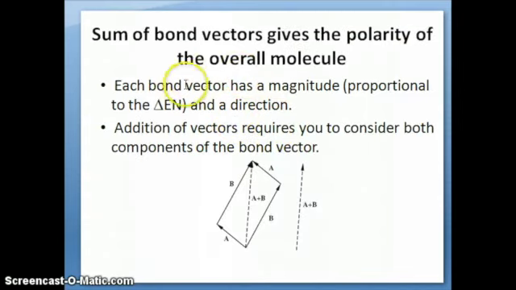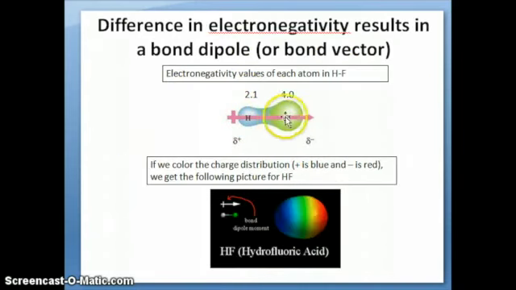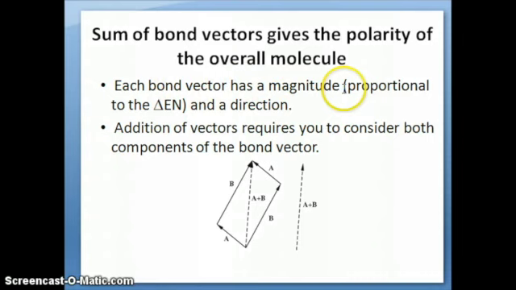If we have more than one bond, then each bond vector will be represented by that arrow symbolism that I just showed you, and each arrow has a magnitude, which is proportional to the delta EN, the difference in electronegativity, and is represented by the length of the arrow. But you can see also that there's directionality. If you have multiple bonds, you can imagine one might be going this way, another one might be going that way, another one might be going this way, and so on. Each bond vector then has a magnitude, which is proportional to delta EN, but also has a direction.